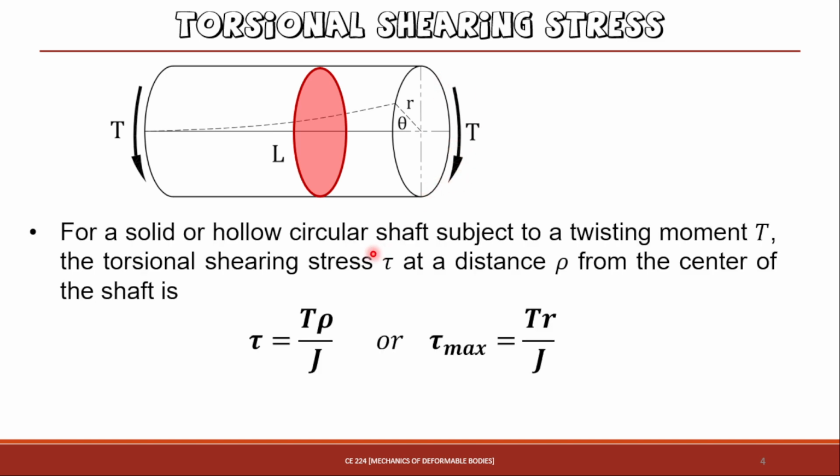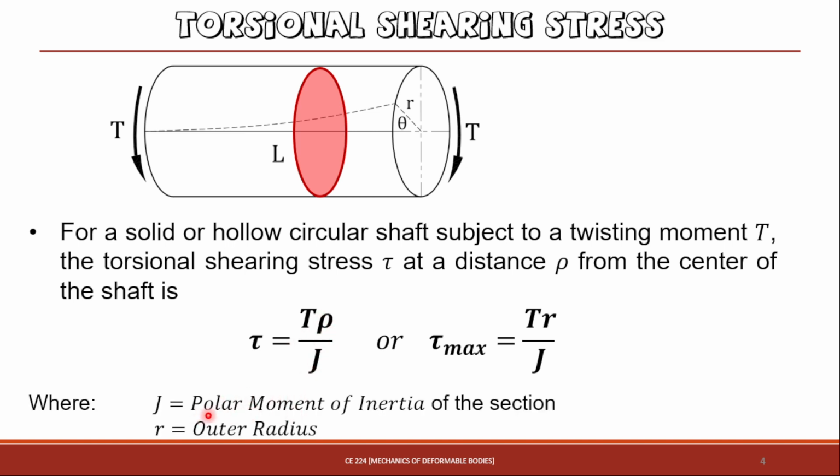torque T. Now, for a solid or hollow circular shaft subject to a twisting moment T, the torsional shearing stress tau at the distance rho from the center of the shaft is tau = T rho over J, which is yung polar moment of inertia. Okay? So, itong equation na ito, it is applicable when we are considering a point sa ating cross-section. So, for example, itong cross-section na ito, if we are considering this point at distance rho from the center. So ito yung equation natin for shearing stress.